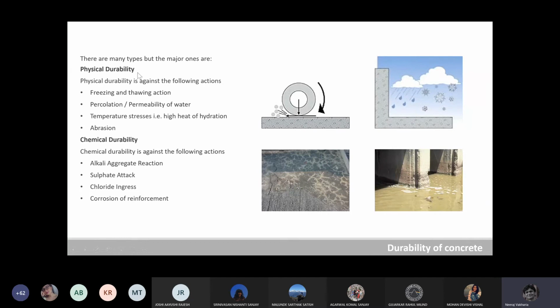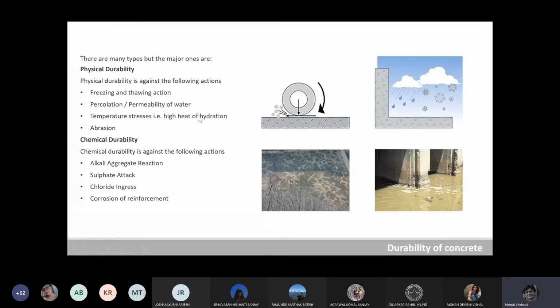Then, the durability types which we want to resist are many, but majorly I'm going to show you these two: physical durability and chemical durability. For physical durability, we want resistance against freezing and thawing action, which means in cold weather, when it constantly freezes, when you have snow and water, we have to observe and use the concrete properly in that condition.